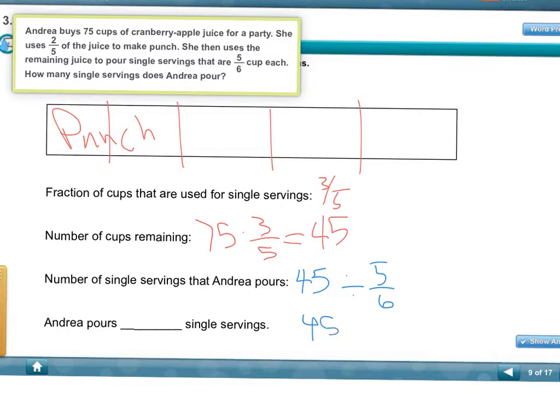So 45 times 6/5, and that is equal to 54. Andrea pours 54 single servings.